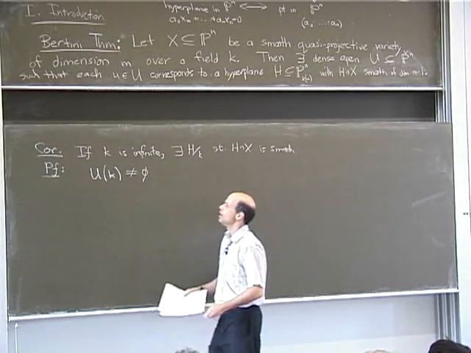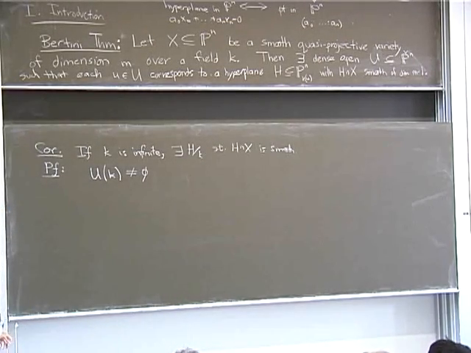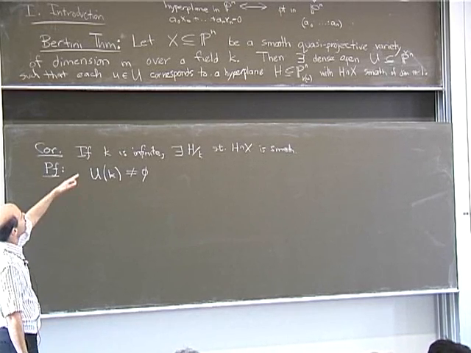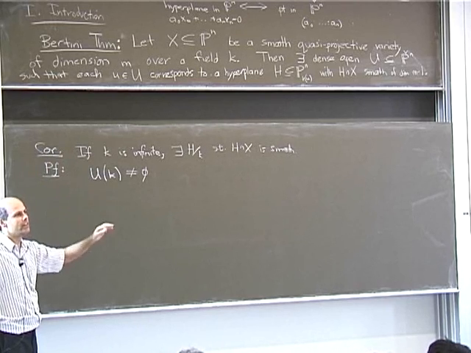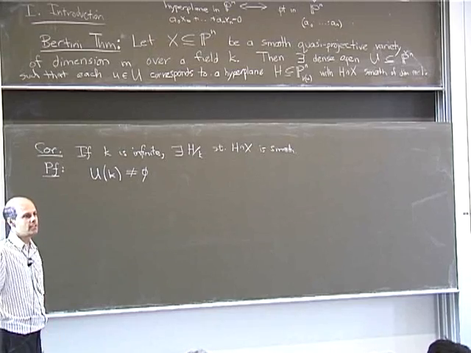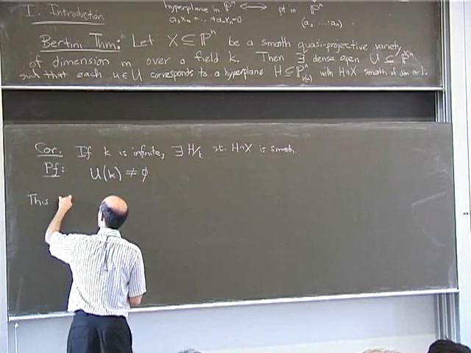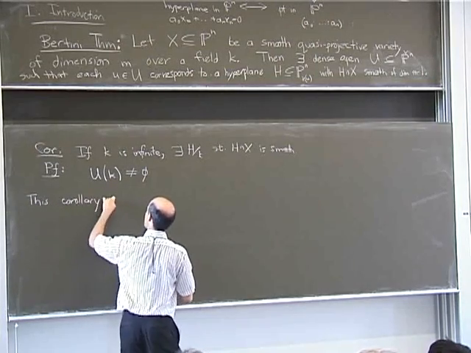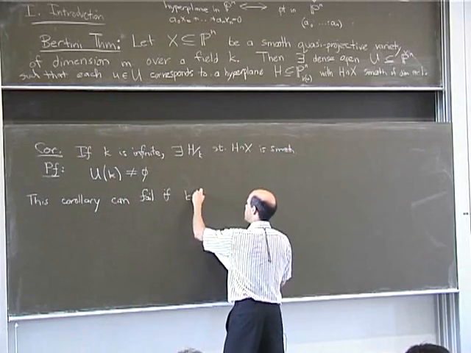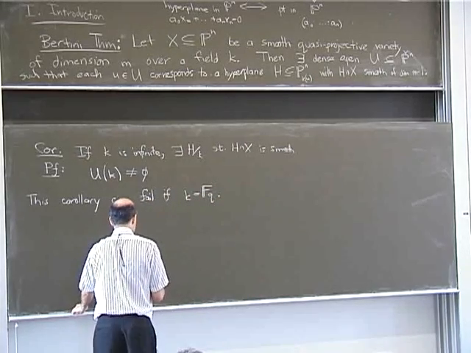On the other hand, this argument doesn't work if K is finite. And in fact, not only does the argument not work, but the conclusion can fail. If K is finite, then there are only finitely many hyperplanes you can try, and it can happen that every single hyperplane is tangent to X. So this corollary can fail. So if K is a finite field, say a field of q elements.